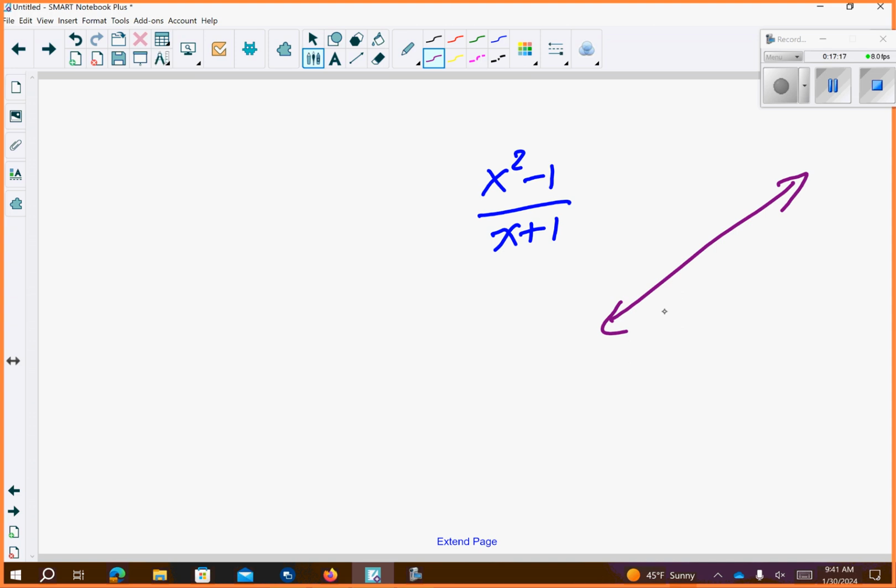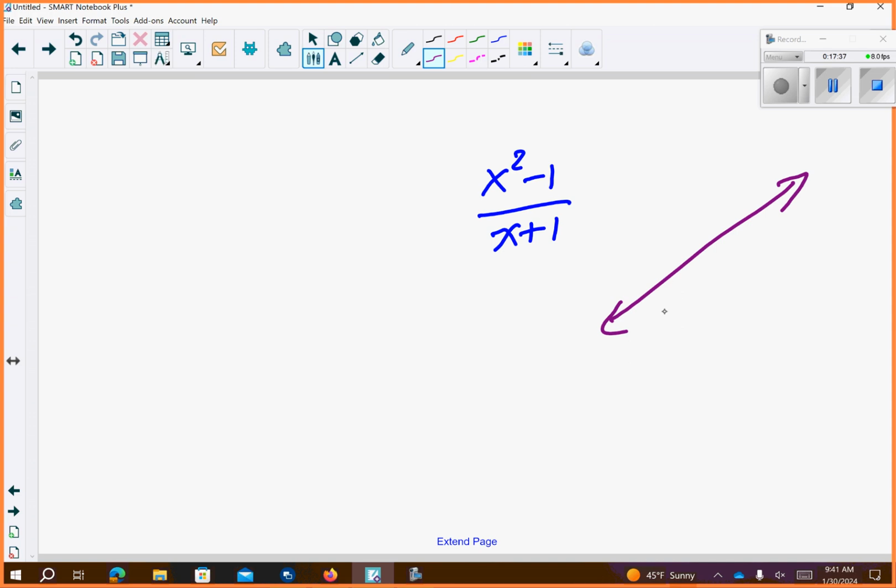A hole takes place when you factor the top and one of the binomial factors cancels with the bottom. Or if you were able to factor an x out on top and an x out on bottom and these cancel out, you're going to create a hole at 0. But a hole is something that definitely will take place.